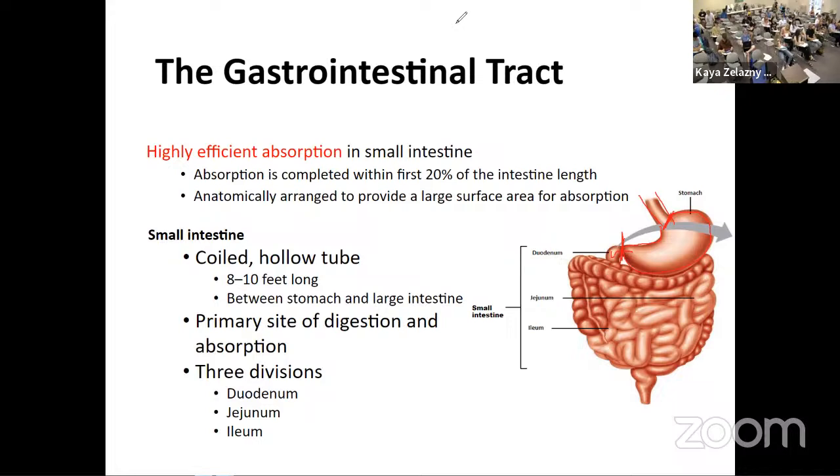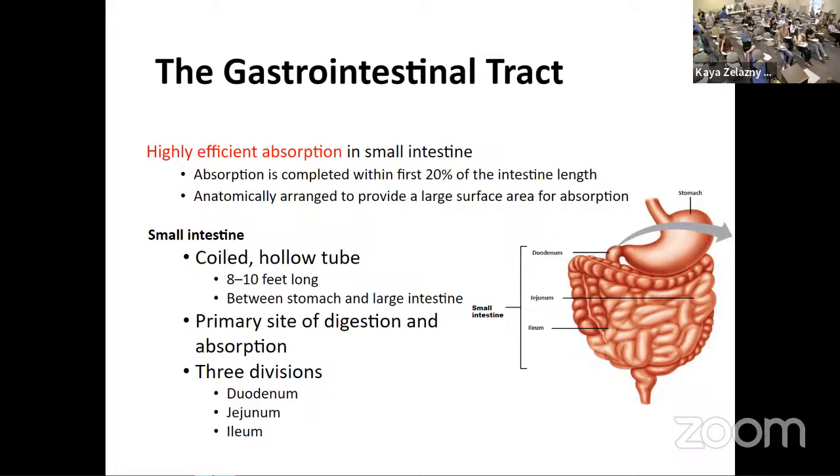Now, your small intestine is really adapted for absorption, and it's really efficient at this. Absorbing all those nutrients from your food should be happening in like the first 20% of the intestine length. You have a lot of extra, which is pretty good, right? We do want to catch all our nutrients.